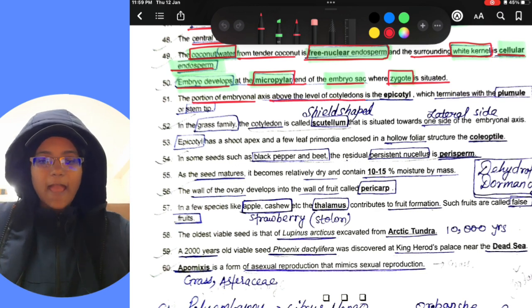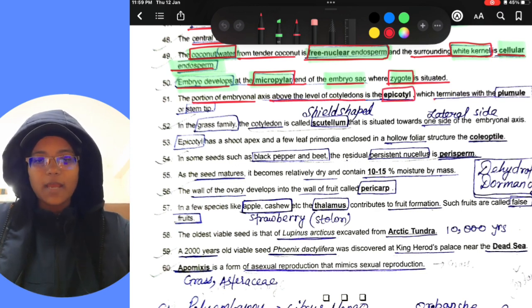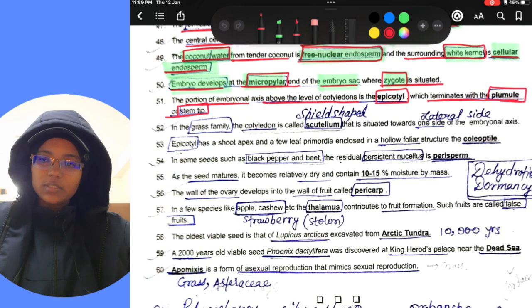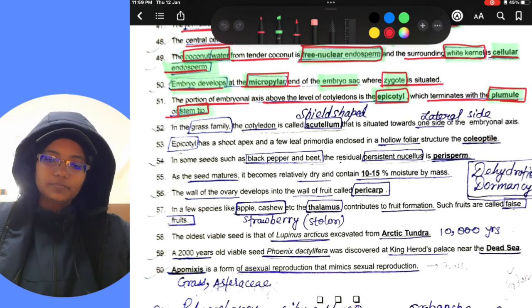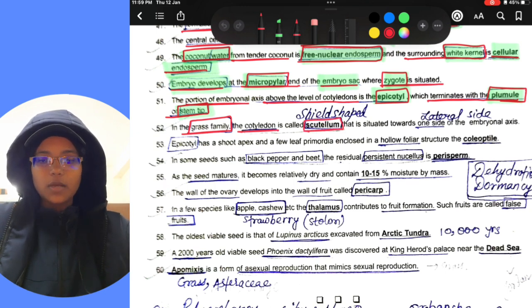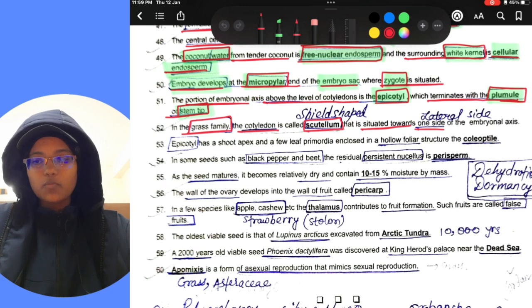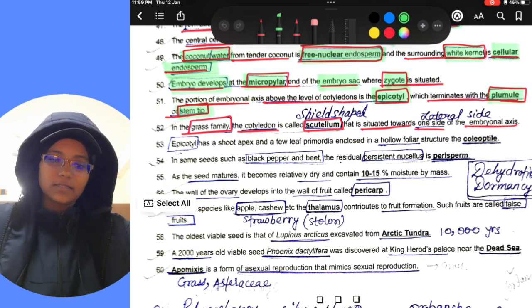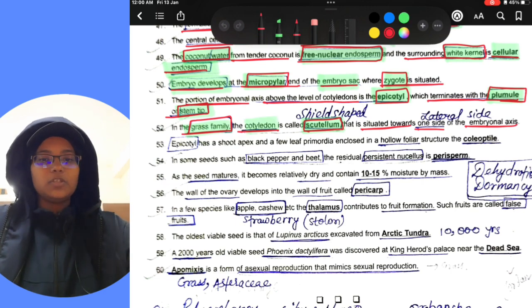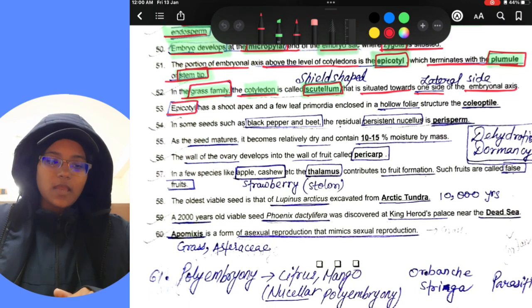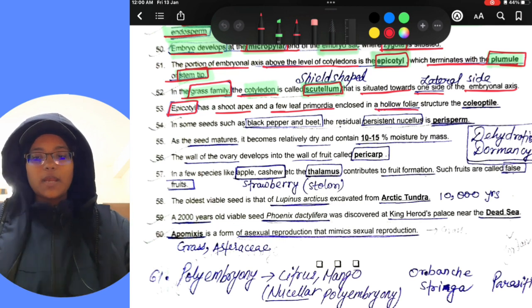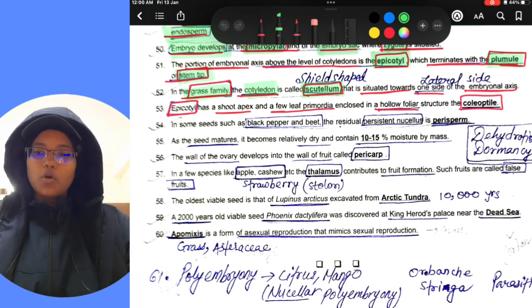The portion of the embryonal axis above the level of cotyledons is the epicotyl, and it terminates with the plumule or the stem tip. In the grass family, the cotyledon is called scutellum, which is situated toward one side, the lateral side, of the embryonal axis. The epicotyl has the shoot apex and a few leaf primordia enclosed in a hollow foliar structure called the coleoptile.